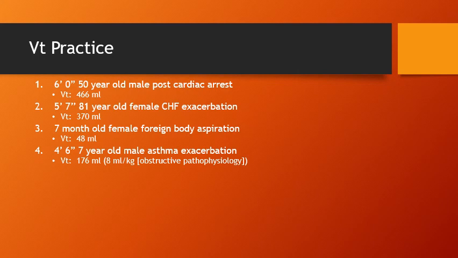And this is our first patient with obstructive pathophysiology. So like we talked about earlier, an asthma exacerbation is one of those that falls under the category of obstructive pathophysiology. So we are going to use an initial tidal volume of 8 milliliters per kilogram instead of 6 milliliters per kilogram. So multiplying his ideal body weight by 8 milliliters per kilogram should have given you a tidal volume of 176 milliliters. Now, patient number 5 is our 16-year-old male with pneumonia. So pause the video and calculate his ideal body weight.